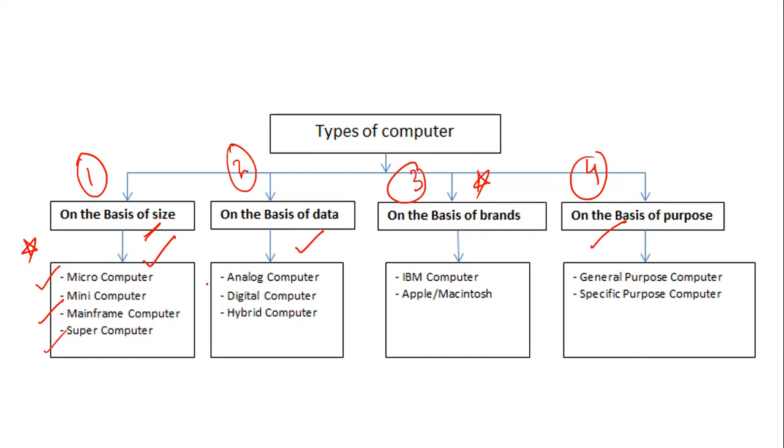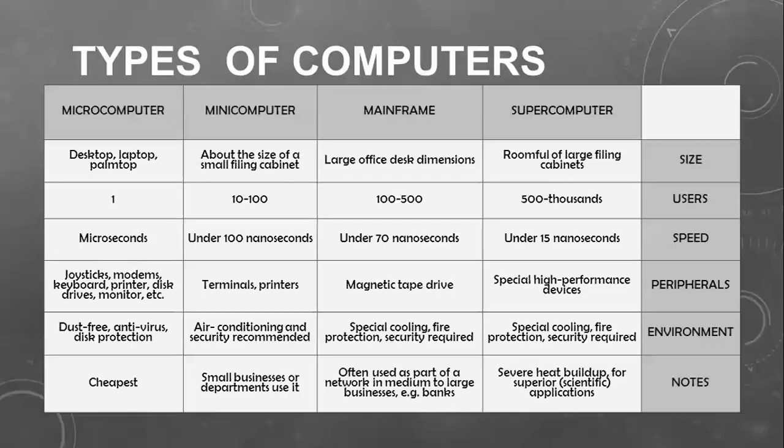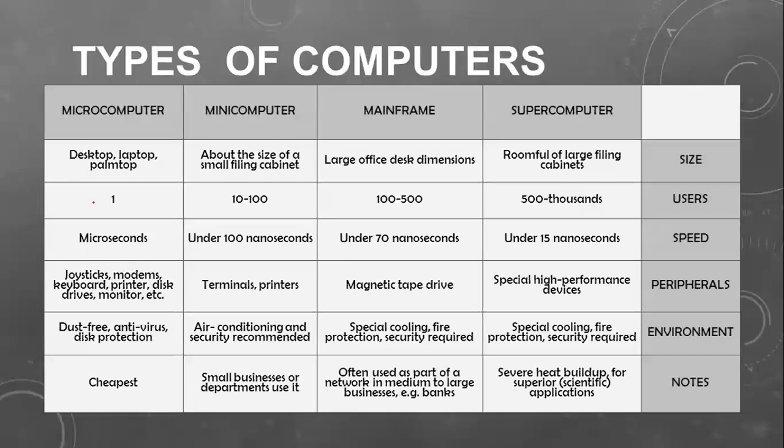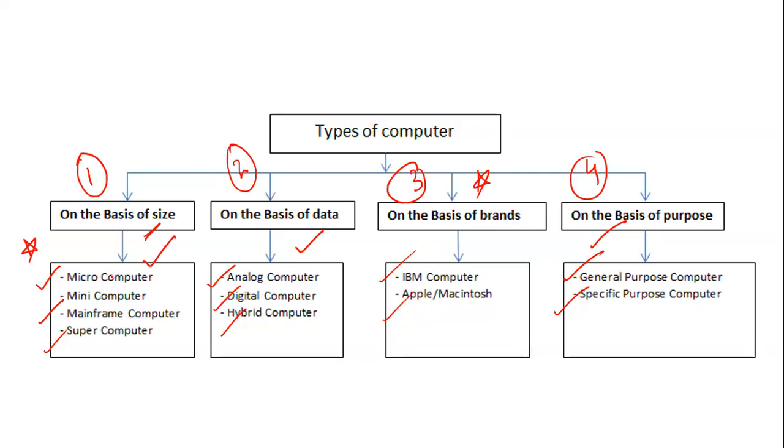On the basis of data, you have analog, digital and hybrid computers. On the basis of brand, you have Apple and IBM, Mac, Apple. On the basis of purpose, you have general computers and specific computers, right? So let's understand now. The main thing will be focusing on size. As I said, based on size, we have micro, mini, mainframe, and supercomputers, right?